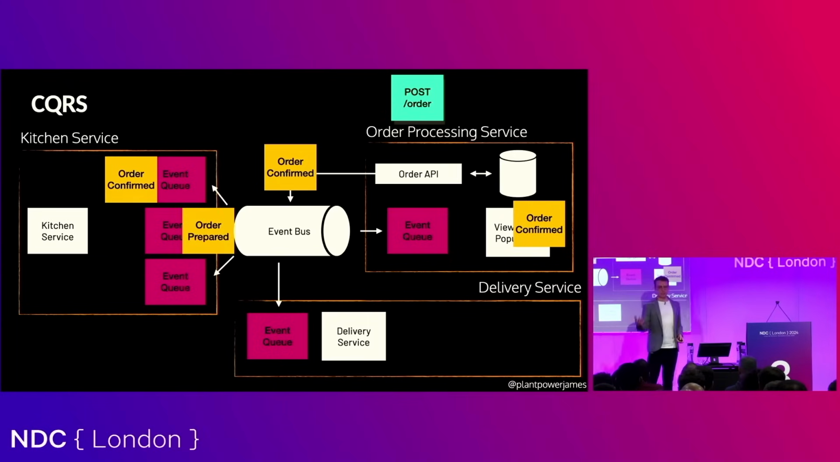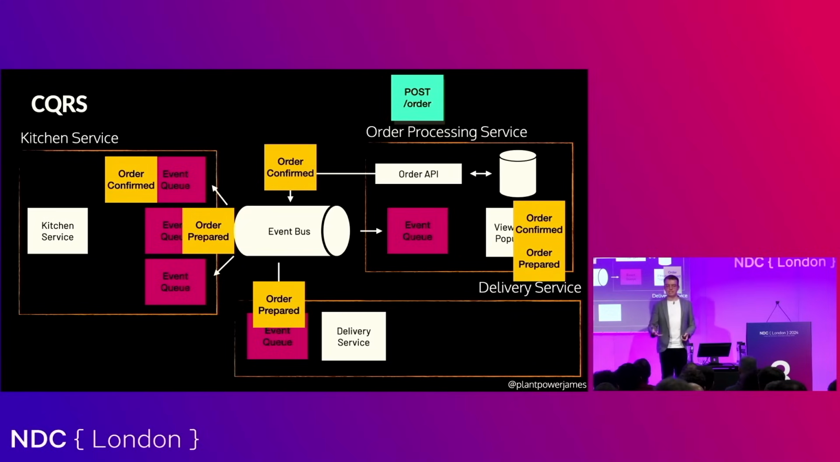Once the order's been created, the order prepared event gets published. The delivery service is now interested in that order prepared event because it can now go and deliver the order. And again, your query service is also interested in that order prepared event because it then updates its view of the world, and it can tell me, furiously refreshing my phone, that this order is now out for delivery. Then the get request comes in to actually get the status of the order. That's me refreshing my phone, and I get the view of where that order is up to.